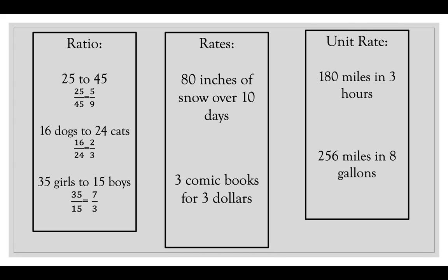The last one would be 35 over 15. This is the one I was referring to. We don't need to change that into a mixed number. We can simply write that as an improper fraction, and that is totally okay. So in this case, that would be 7/3.